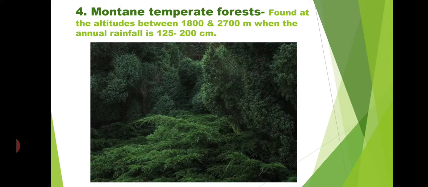Then the fourth one, montane temperate forest, at an altitude between 1800 and 2700 meters. It's a very cold area, and the annual rainfall is high, 125 to 200 centimeters. From this photograph itself we can see it's a very lush green thick forest. But see the leaves: most probably gymnospermic and small leaves, not broad-leaved trees.